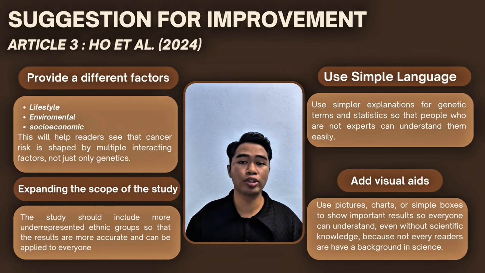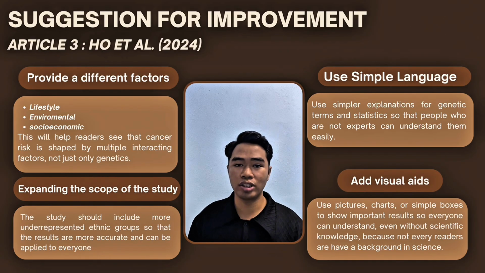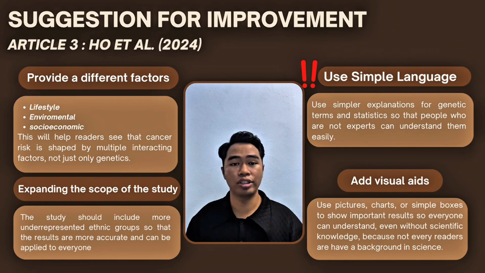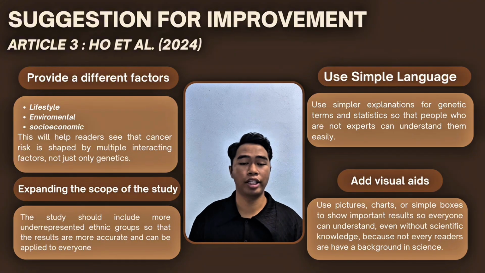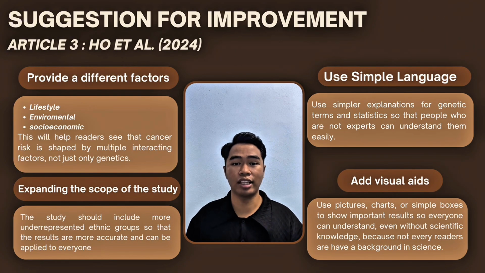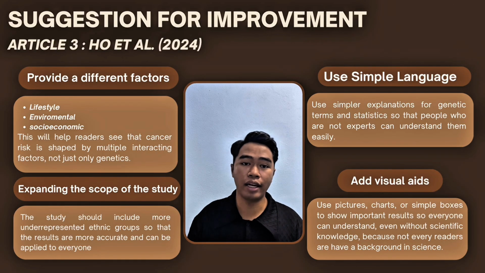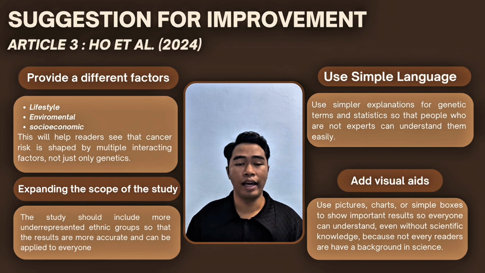This means the author needs to include more underrepresented ethnic groups so that the results are more accurate and can be applied to everyone. The third is the author also needs to use simple language. Just use a simple explanation for genetic terms and statistics so that people who are not experts can understand them easily. And the last one is to add visual aids.